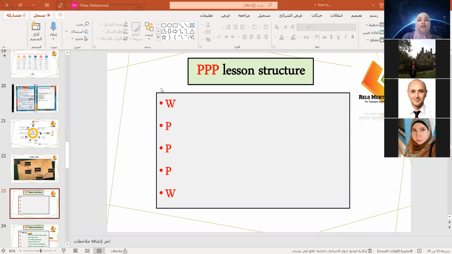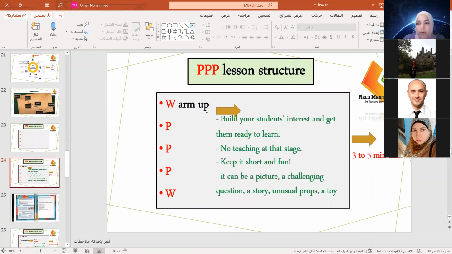You remember? Okay. So the stage one, we are done with stage one. We wrote the details of the lesson. We wrote the objectives. And then we are going to go to stage two, which is presentation, practice, production. So this is the triple P lesson structure. The first step is the warm-up. This is how we do the warm-up.